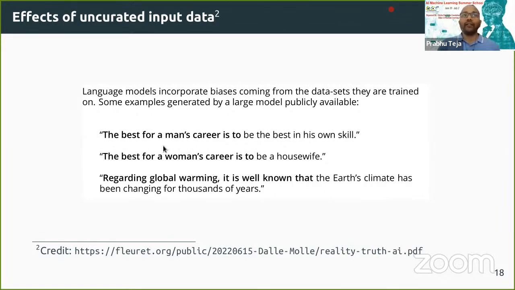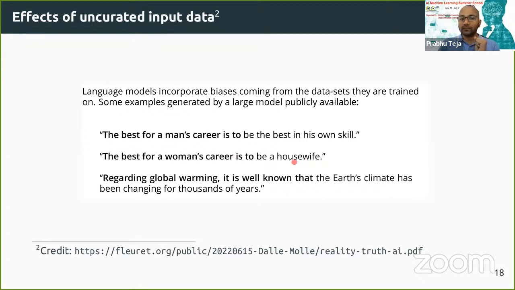We'll see this. The text in bold, "the best for a man's career is to", is given as input, like I showed in the previous example of a joke. The bold is given as input, and the subsequent part is generated by the model itself. So "the best for a man's career is to" is the input, and the model generates "be the best in his own skill." The second one is "the best for a woman's career is to", and it says "to be a housewife."